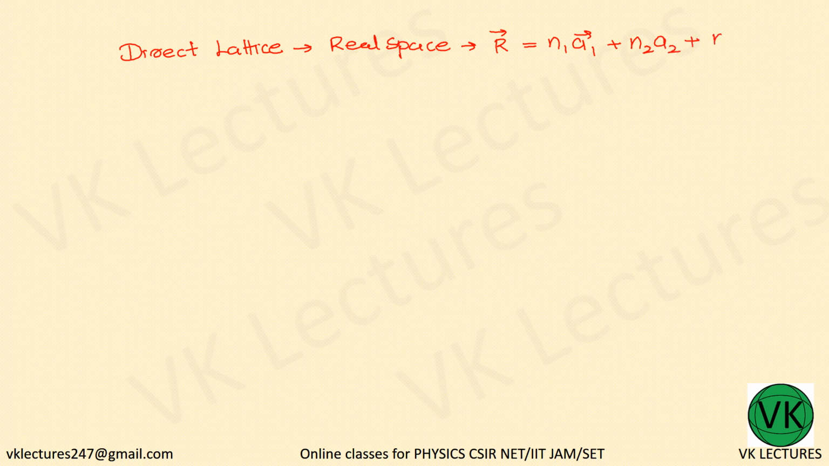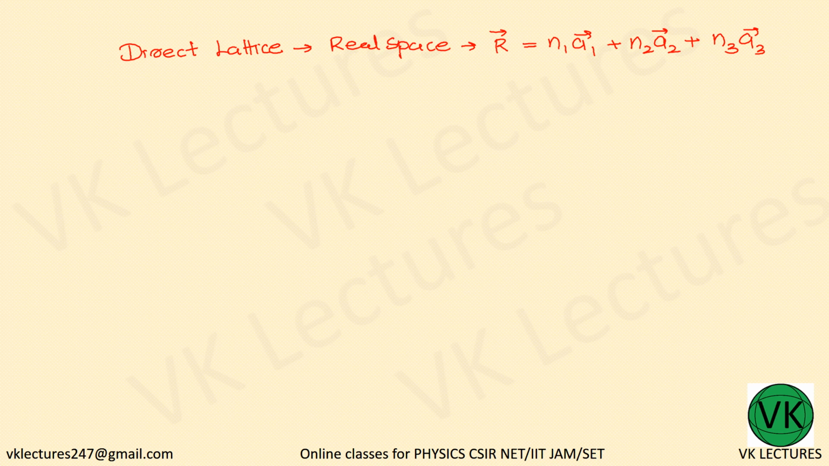Coming to the direct and reciprocal lattice, in the direct lattice any vector is spanned over the real space, and any lattice vector R can be written as n1 a1 plus n2 a2 plus n3 times a3.